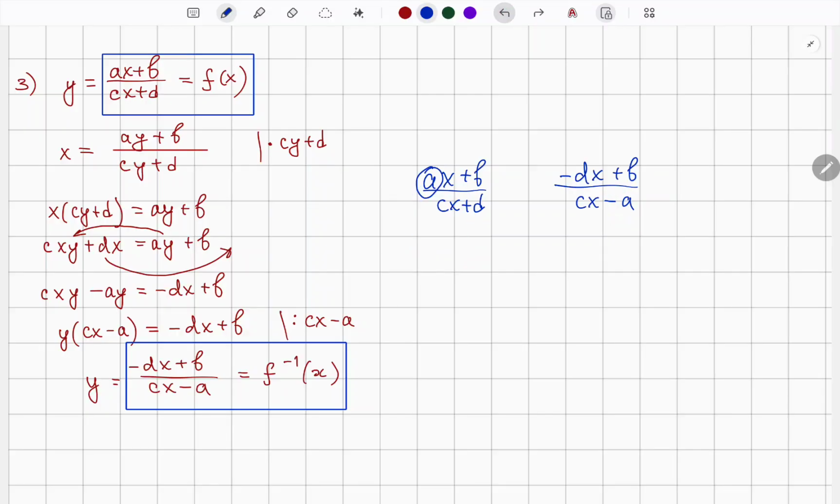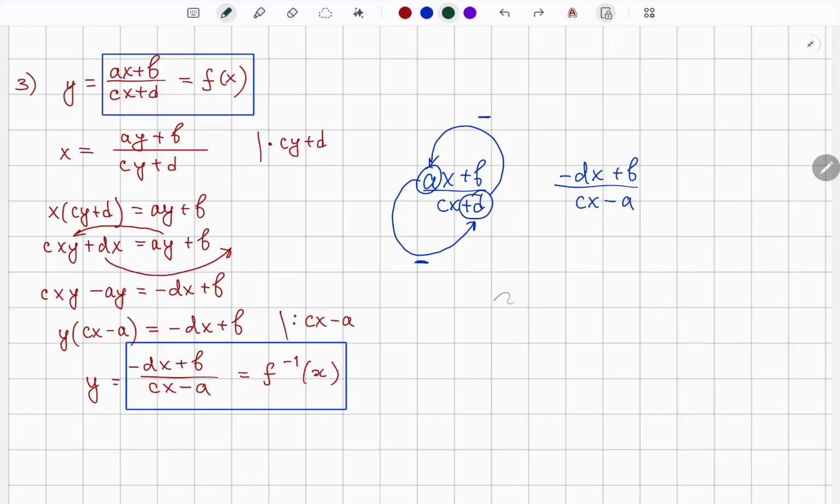Magic. So d also goes to the place of a, but it became minus d. We can make a diagram like this. a goes to the place of d by changing its sign. d goes to the place of a by changing its sign. But b and c are unchanged. This is a simple rule you have to memorize.